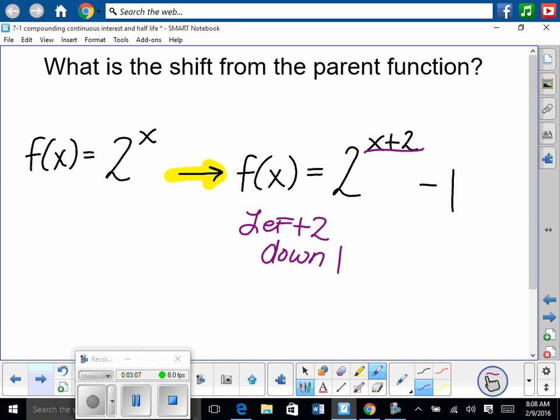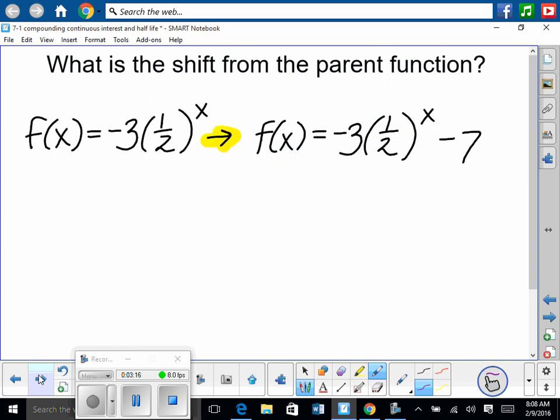Questions on how the shifting works? You will see these on the test. I'm going to say, what's the shift from the parent function? Just like this. Okay. So just a reminder, anything added with x, you go the opposite of the sign, and then anything added on the outside, you shift up and down. That works the same for all functions. Yes? Is that from 0, 0? Yes, from 0, 0. Good question.